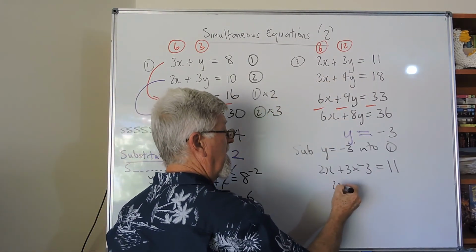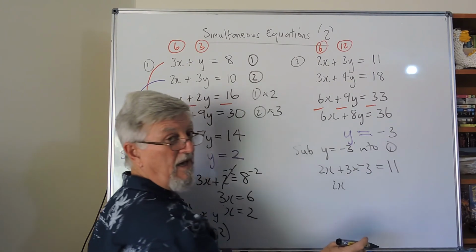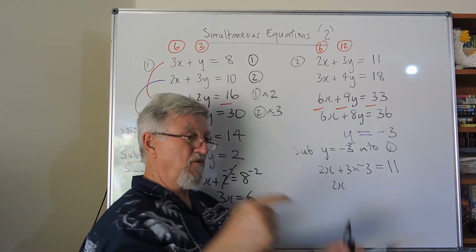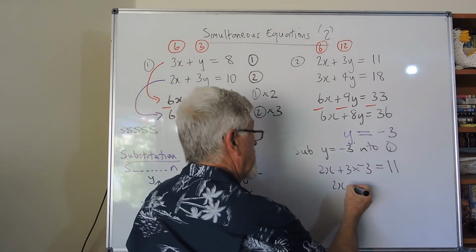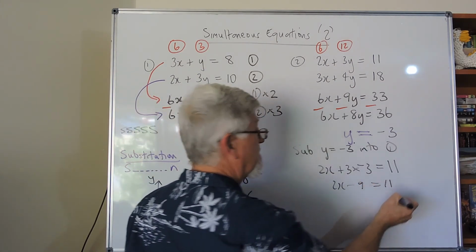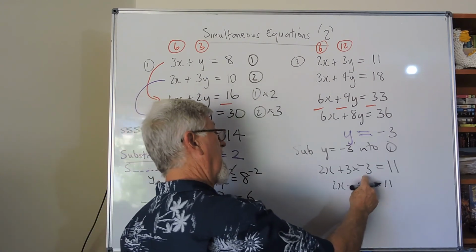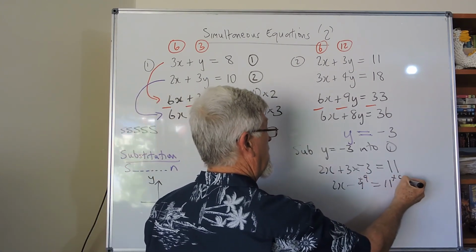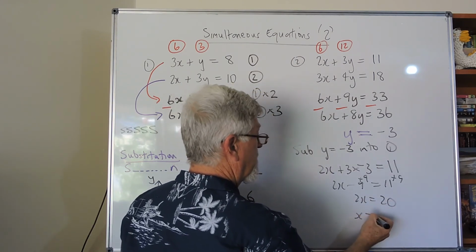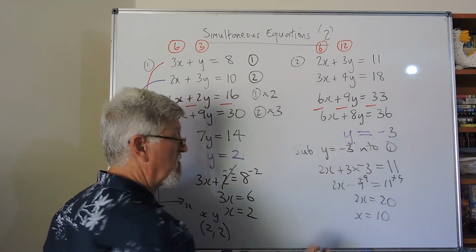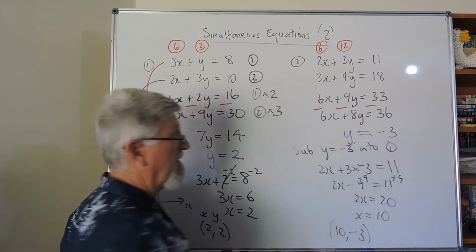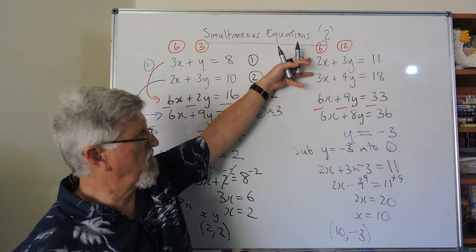Be careful of negatives. 1 minus makes a minus, whereas 2 minuses make a plus. That's a minus 9 equals 11. So how do I get rid of minus 9? I add 9 to both sides. And you've got 2x equals 20, and you've got x equals 10. So you could write the answer as 10 and minus 3. And that's the solution to those two equations.